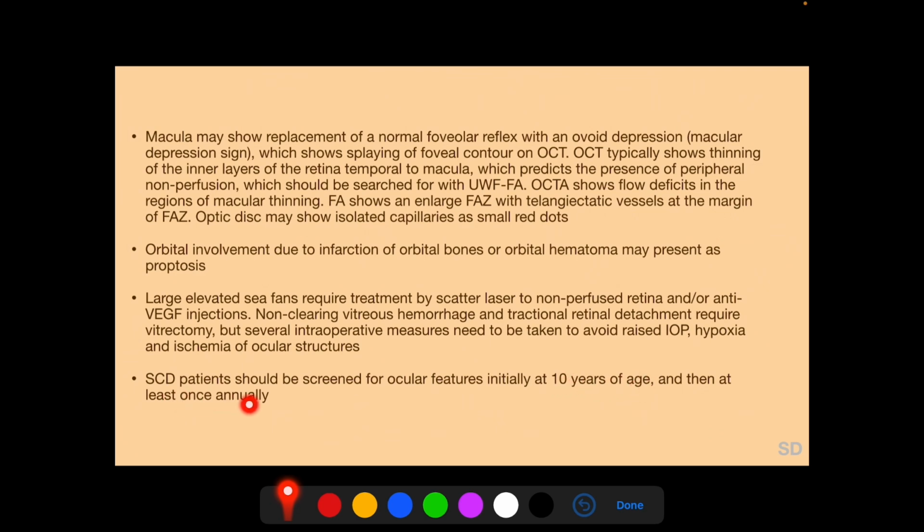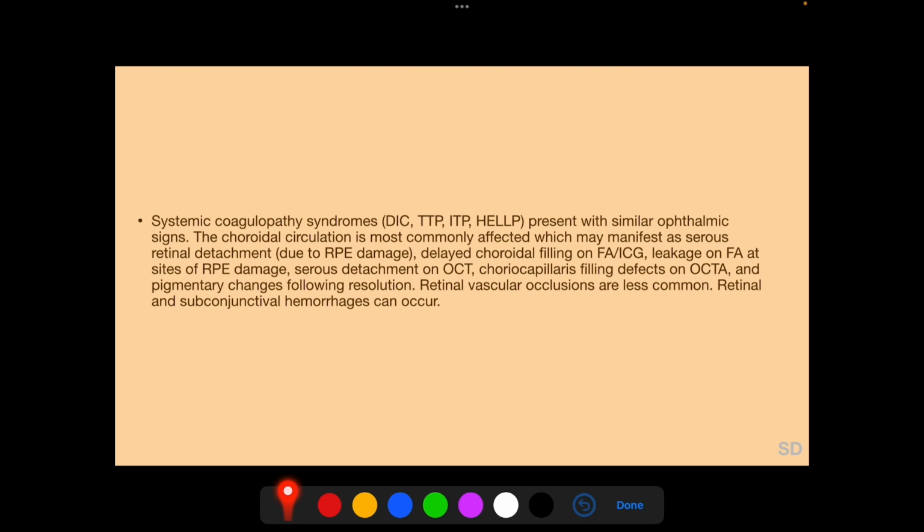at least once annually. The systemic coagulopathy syndromes present with similar ophthalmic signs. The choroidal circulation is most commonly affected, which may manifest as serous retinal detachment due to RPE damage, delayed choroidal filling on fluorescent angiography and indocyanine green angiography, leakage on fluorescent angiography at sites of RPE damage, serous detachment on OCT, choriocapillaris filling defects on OCTA, and pigmentary changes following resolution of the underlying disease. Retinal vascular occlusions are less common in patients with systemic coagulopathies, but retinal and subconjunctival hemorrhages can occur.